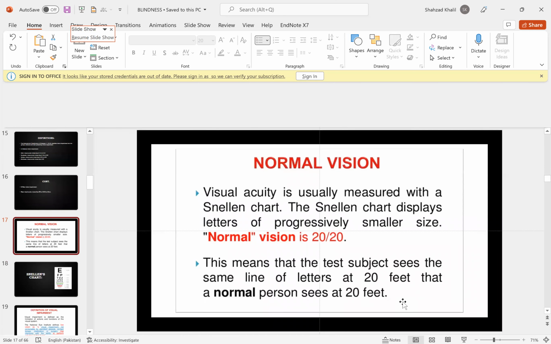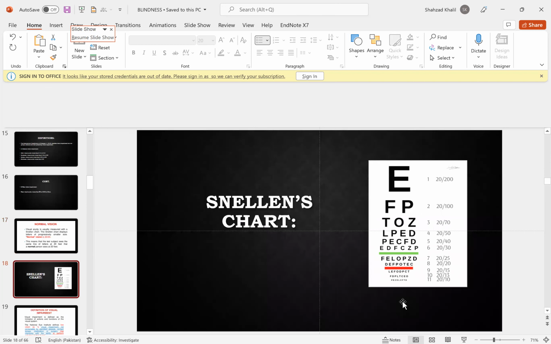Normal vision. Visual acuity is usually measured with a Snellen chart. The Snellen chart displays letters of progressively smaller size, which in normal vision is 20 by 20. This means that the test subject sees the same line of letters at 20 feet that a normal person sees at 20 feet. As you can see, this is the Snellen chart, and 20 by 20 vision is normal. You can see the alphabets decreasing in size as we go to the lower side.